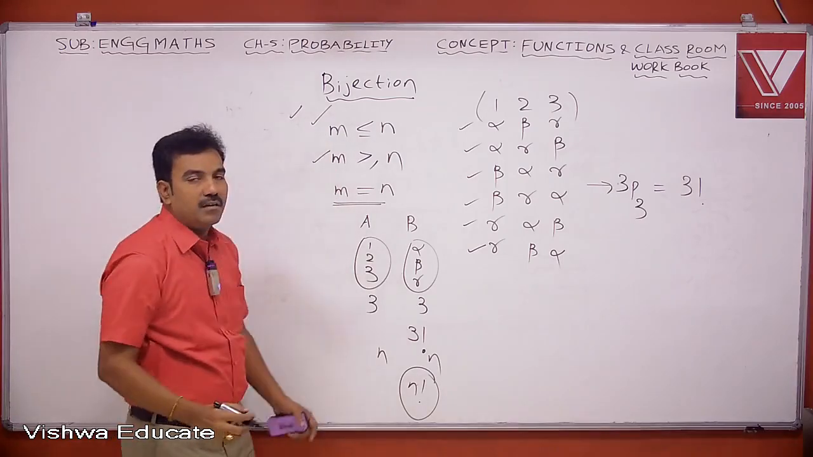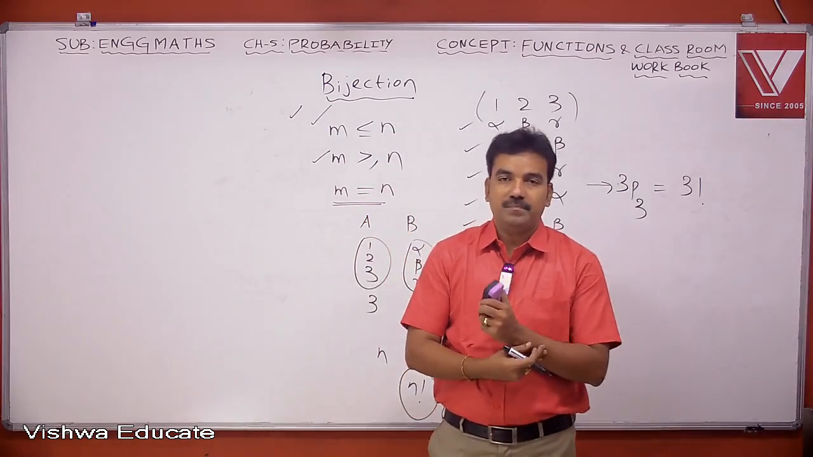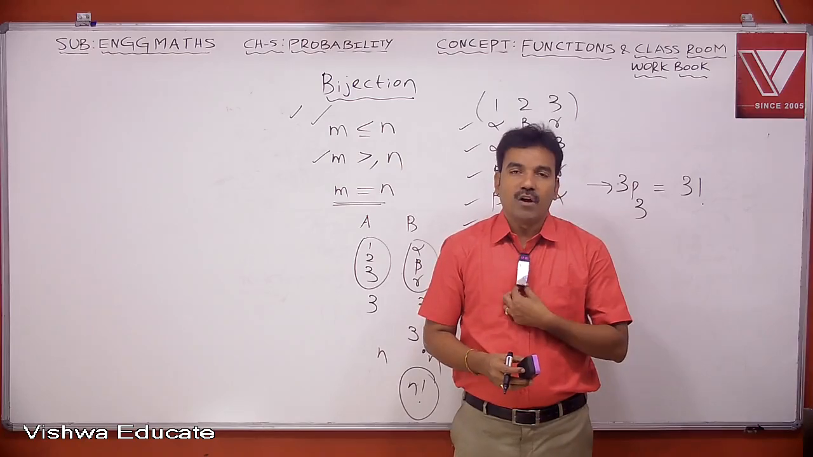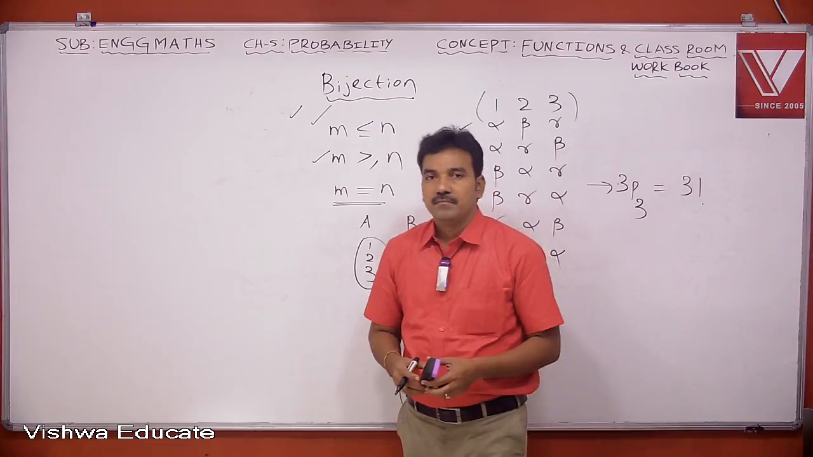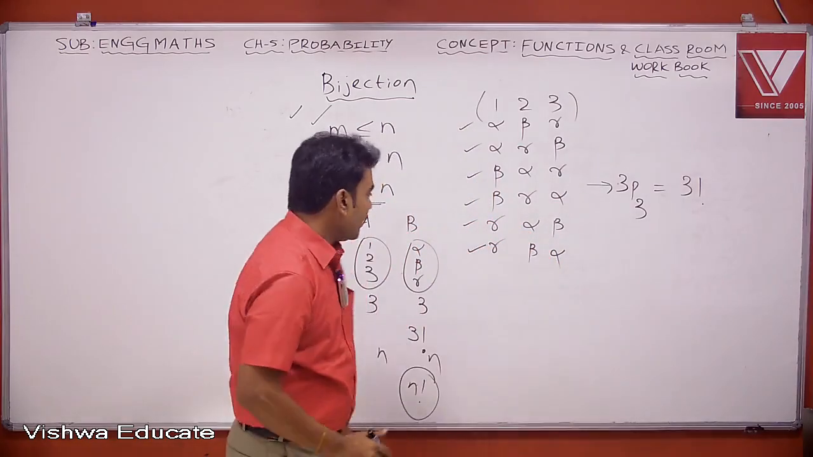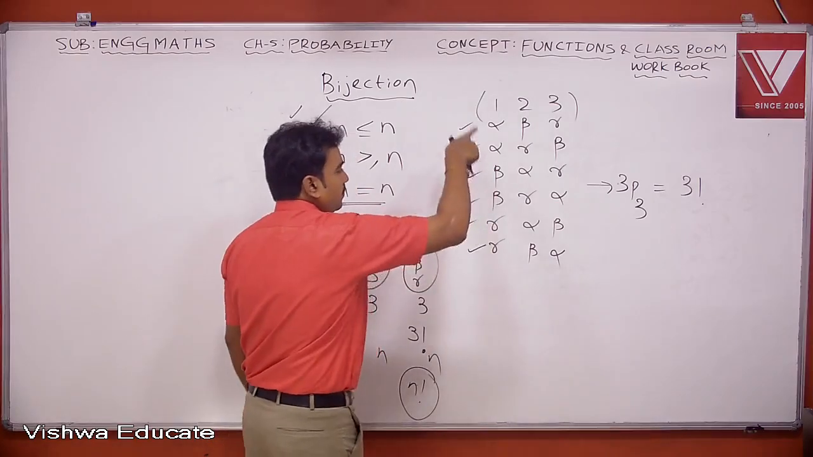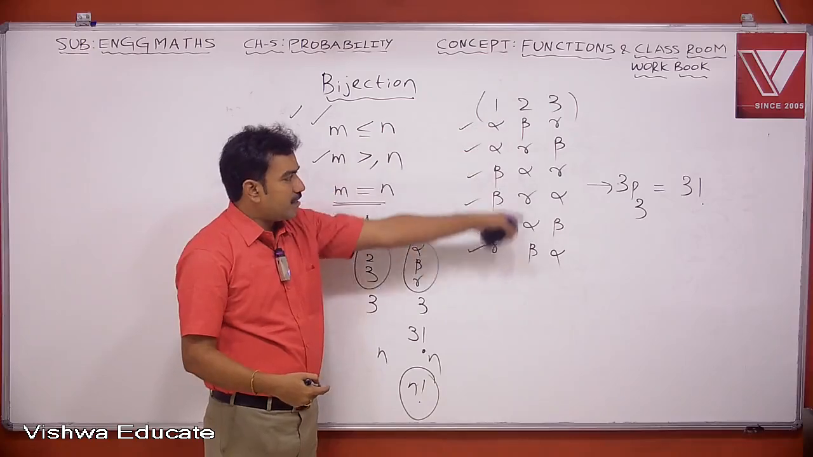A function which is both 1-1 and onto is called a bijection. Example, you can have this followed by this. First you have this and then these permutations.